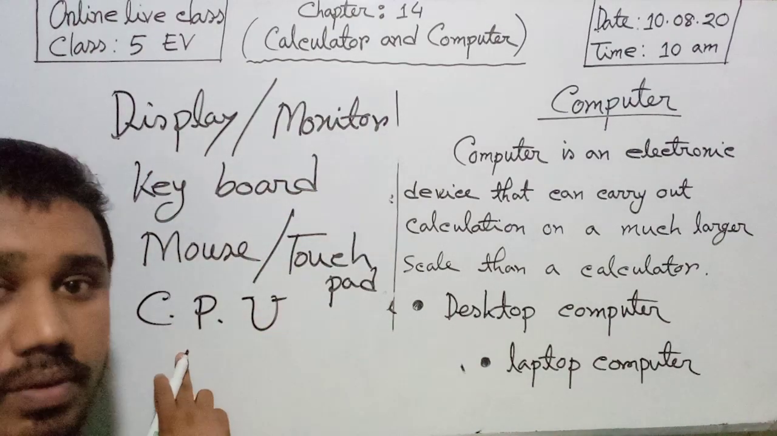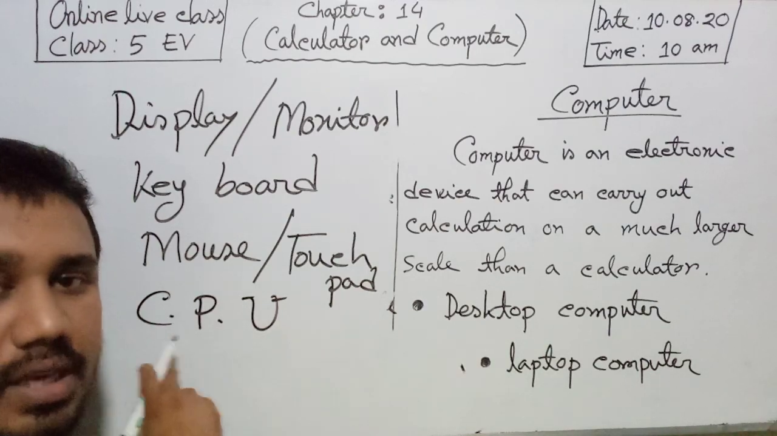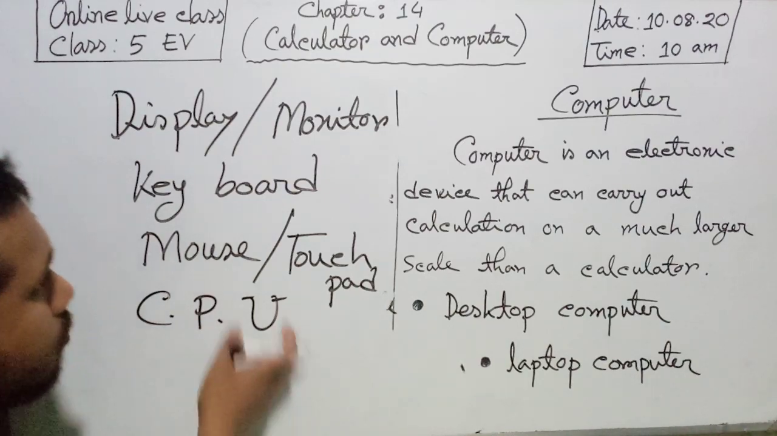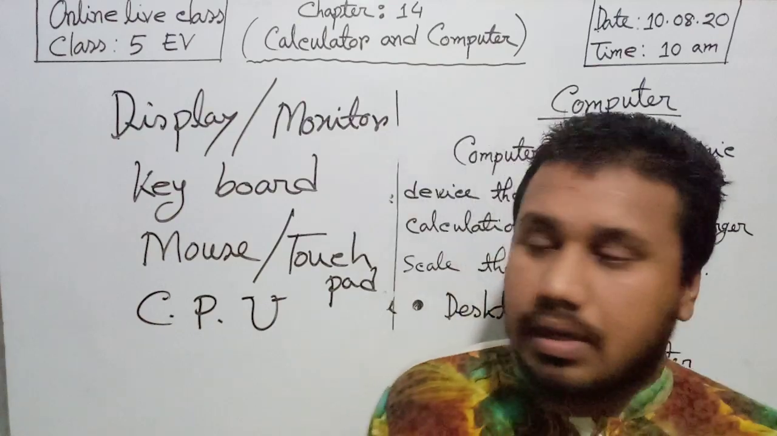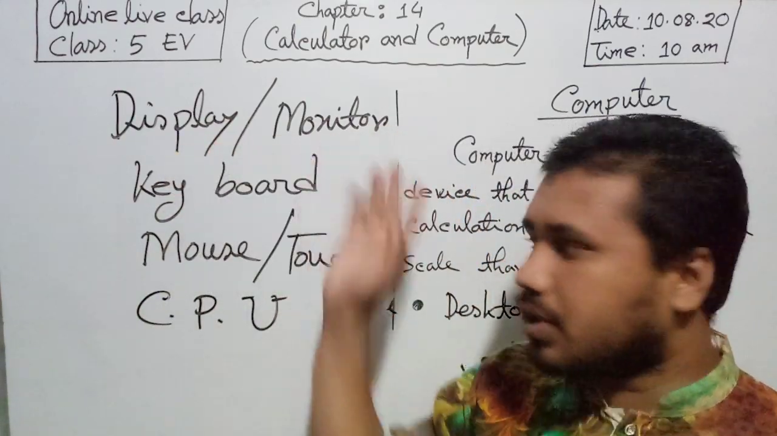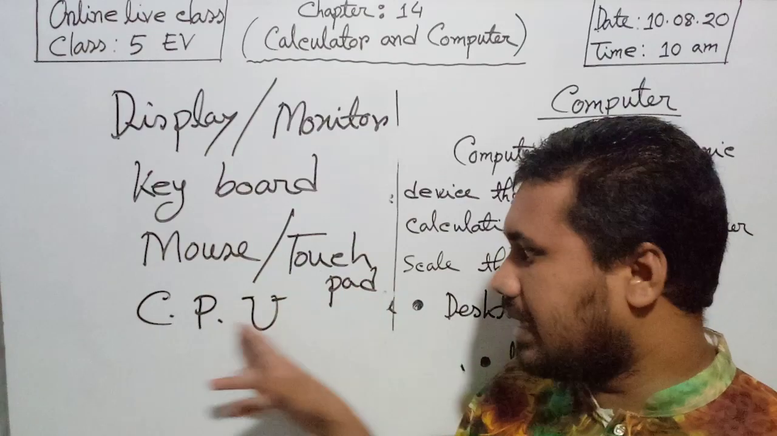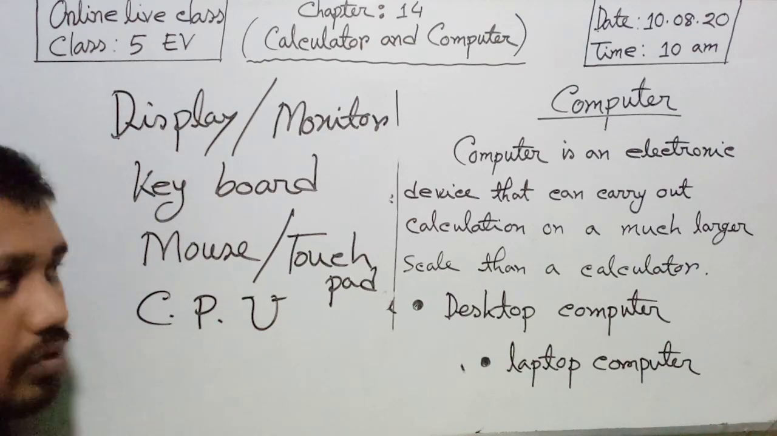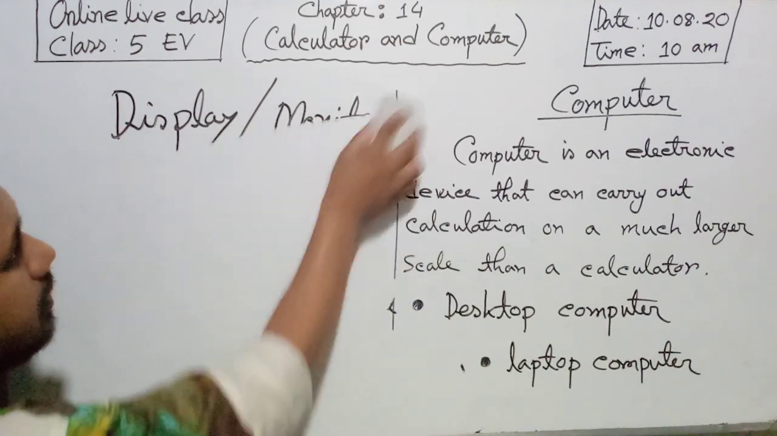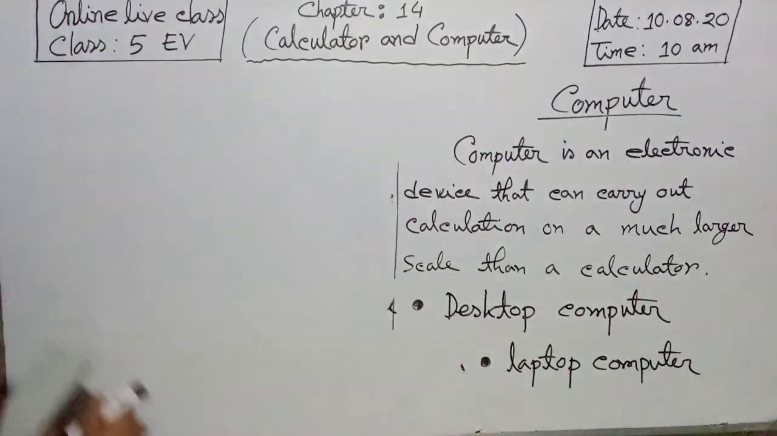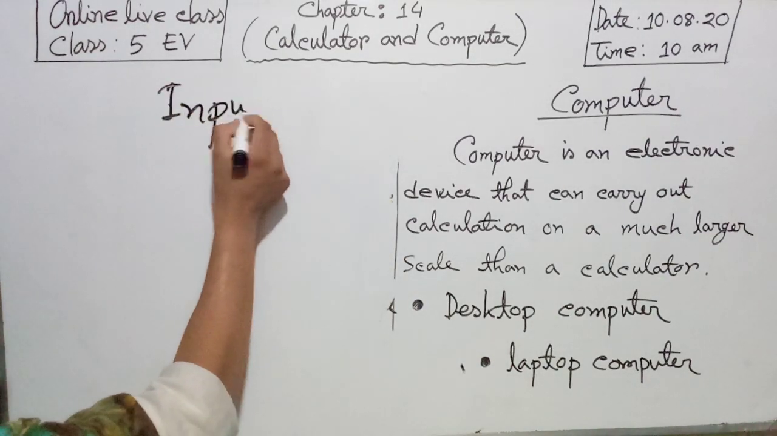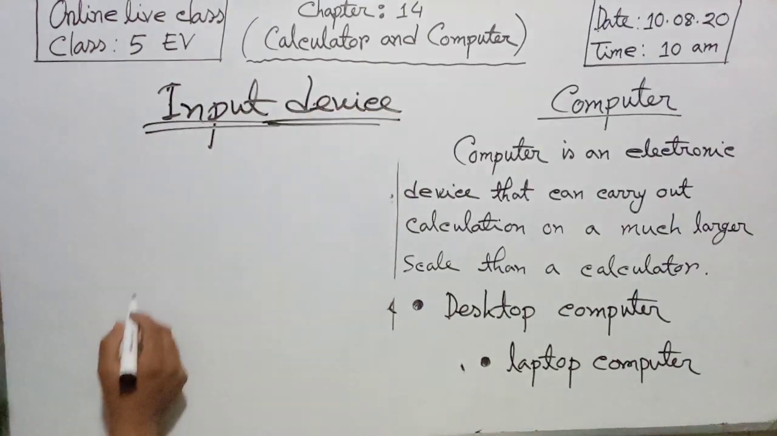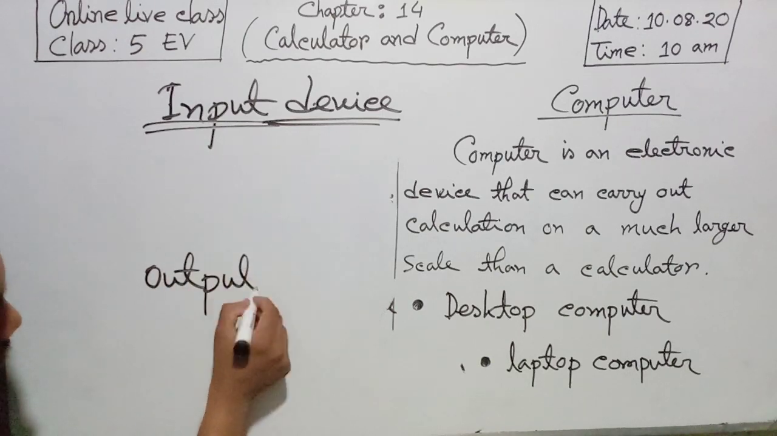What is the meaning of CPU? Central Processing Unit. CPU, the full meaning is Central Processing Unit. Clear? So you must use a display, that means a monitor, a keyboard, a mouse or touchpad, and another, the CPU. These are the main parts of a computer. Now some devices. For a computer you can find input devices and output devices.